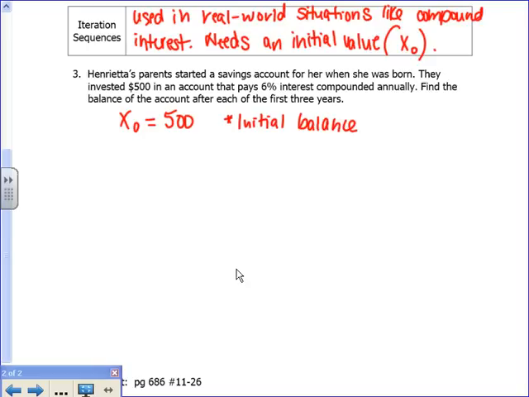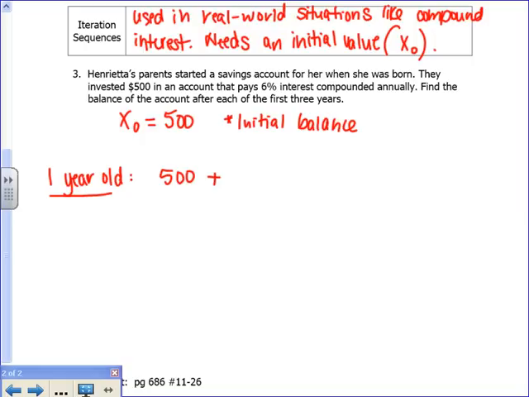Now, that's when she was born. They put that money in. She's not quite 1 yet, right? She was just born. So, first year. So when the baby turns 1, 1 year old. Okay, 1 year old. Let's do that. So when the baby's 1 year old, that $500 has increased.